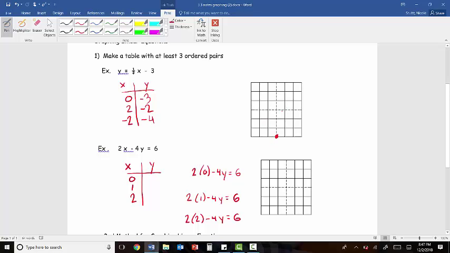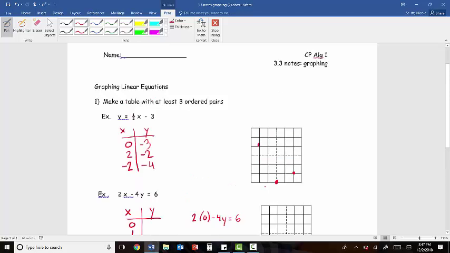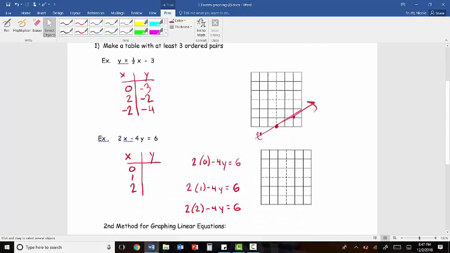So there's the first point. There's the second point. And we'll go off our graph a little bit. Not a lot, but that's okay. All right, so there's our line. Whoops. And as you can see, it does make a line, so chances are we did it right.